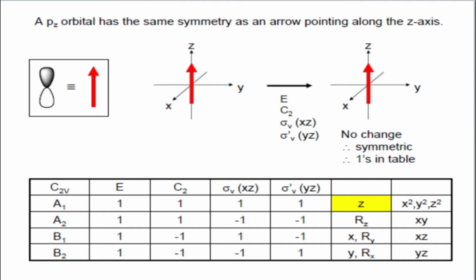So on this pz orbital, if I perform the identity operation, no change in direction. C2, no change in direction. Sigma xz, sigma yz, the portions will change, but the direction of that z orbital, the upper side positive region, the positive wave function, will remain on the upside only. So there is no change by any operation.